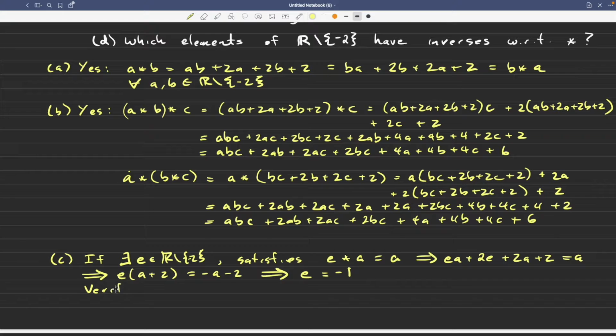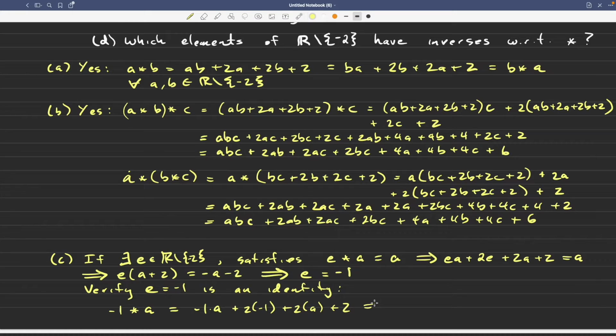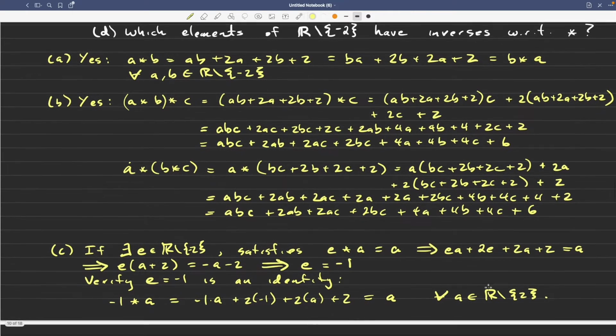So here we verify E equals negative 1 is an identity. All we have to do is go, okay, negative 1 star A, well that will be negative 1 times A plus 2 times negative 1 plus 2 times A plus 2. And what do we get? Well, I see that the negative 2 and the positive 2 cancel, and then I've got a positive 2A and a negative A, so that just ends up being A. So perfect. And this is true for every A in R minus negative 2. And that verifies that negative 1 is the identity.